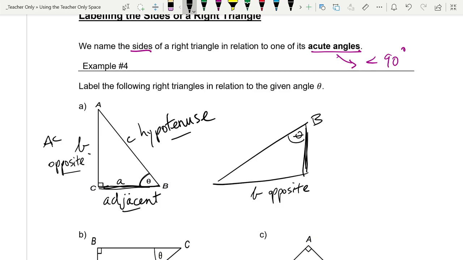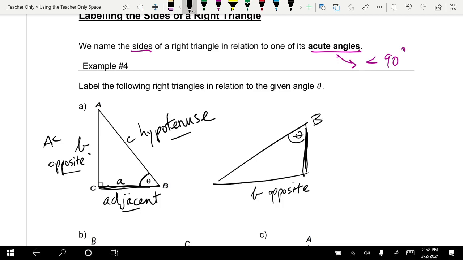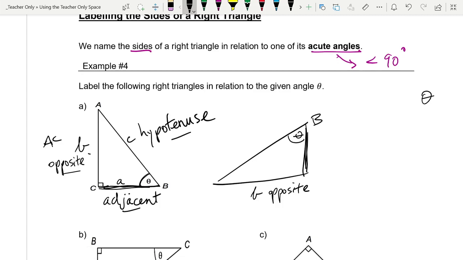The weird symbol, by the way, is a Greek letter called theta. And just like in math, just about any time you say, oh, I need a variable here, the default choice is almost always x. In geometry, the default choice for a variable for an angle is almost always the Greek letter theta. It's like a little circle with a line in it.